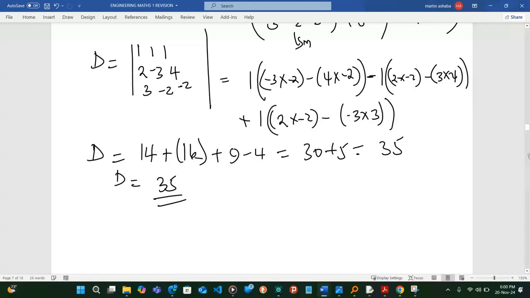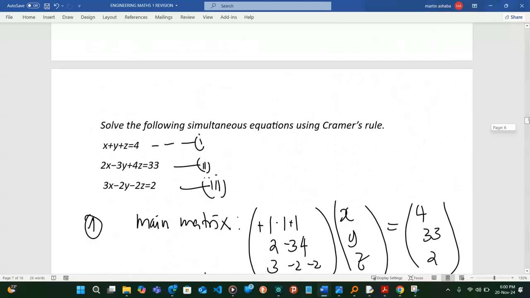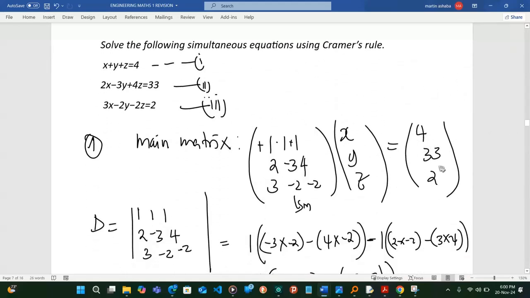So that is D. I go to dx. So the matrix for dx is going to be, we said, first of all, you look at the values at the extreme here for the outputs, the values for the coefficients. So if we are looking for x, we are going to eliminate, first of all, the values that give us the coefficients of x. So the column 1, 2, 3 is going to be replaced by column 4, 33, 2.